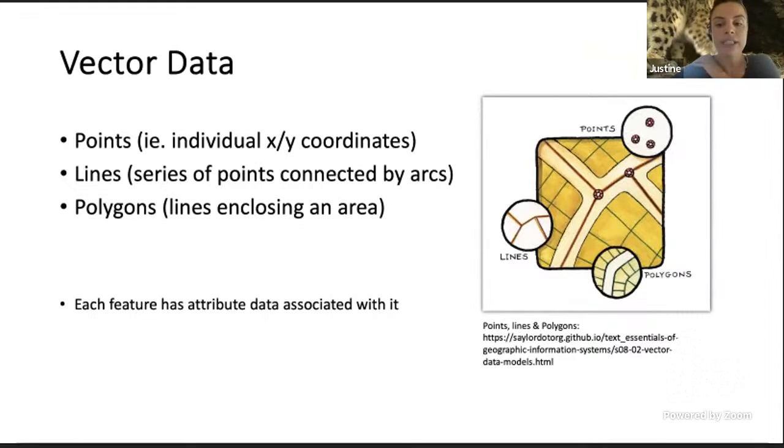You can have a variety of different polygons. And polygons generally have areas. You can have an attribute related to areas.